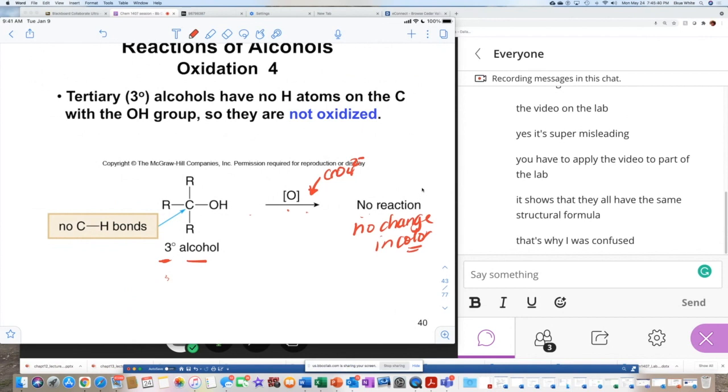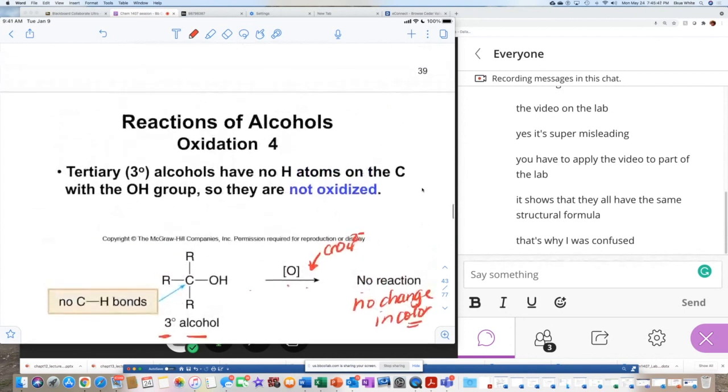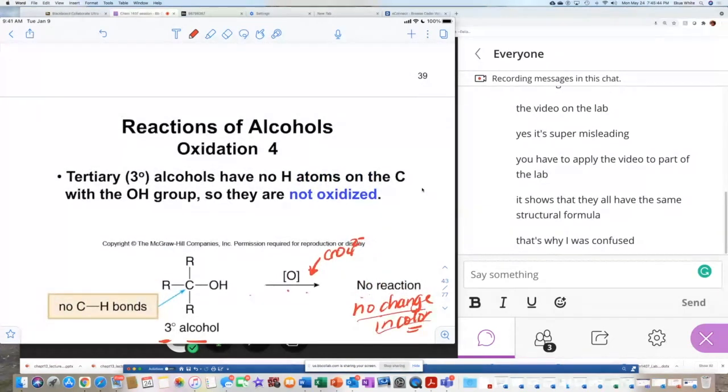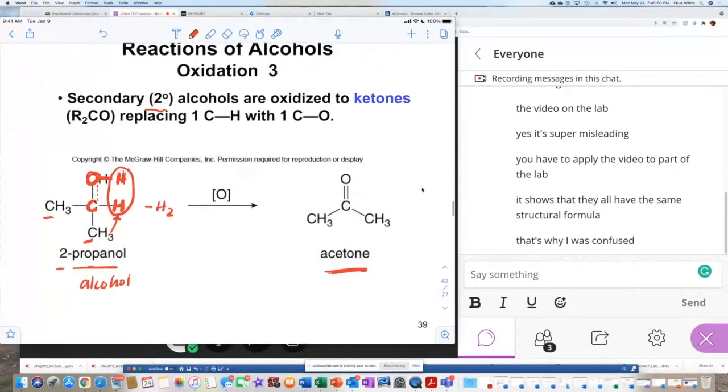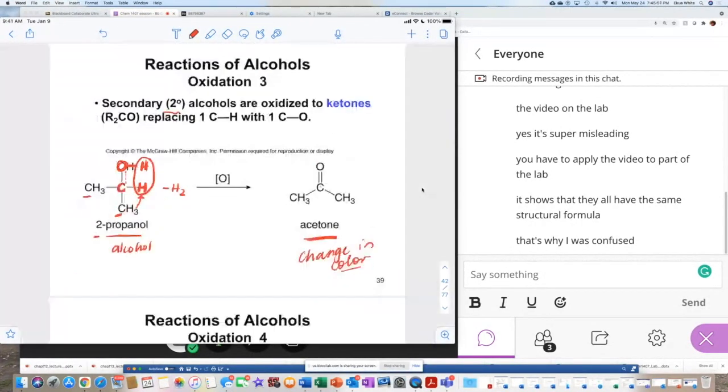Oh, I see what you're saying. Okay, same structure formula, so you're confused. Okay, yeah. So no change in color because there's no reaction. For the ones that do undergo oxidation, you have a change in color as far as your lab is concerned.